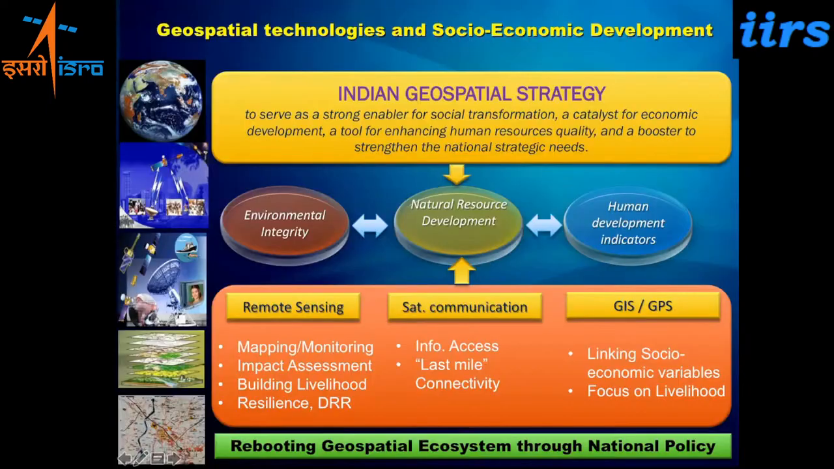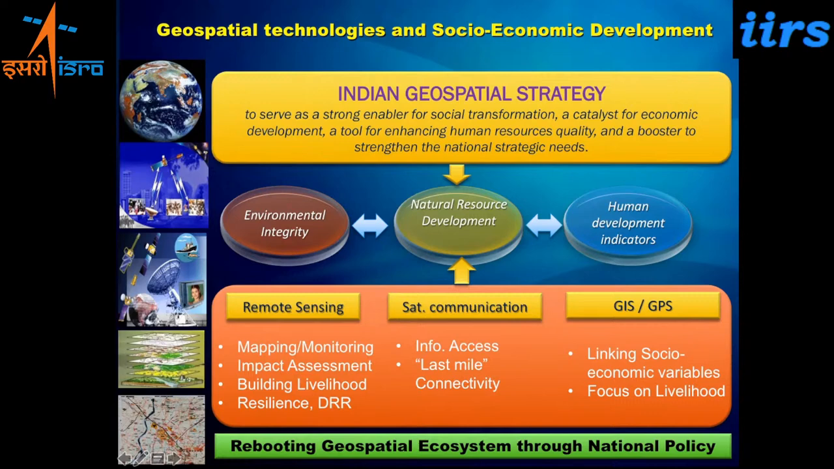As many of you are aware, when we talk of geospatial technologies, we are basically talking about remote sensing, satellite communication, and GPS technologies. Each of these technologies is being used for environmental integrity, natural resource development, and human development indicators. Many of these technologies today come together to provide a large amount of information about natural resources and their distribution, and a host of environmental issues are also being tackled using these technologies.